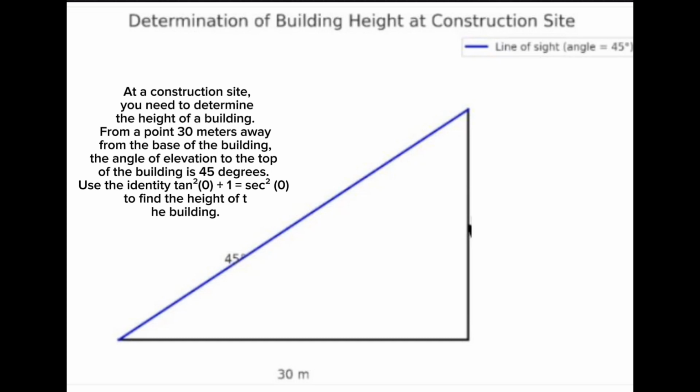The horizontal leg is the distance from the observation point to the base of the building, which is 30 meters. The vertical leg is the height of the building, which we need to find. The angle between the horizontal leg and the hypotenuse, the line of sight to the top of the building, is 45 degrees. The tangent of the angle in the right triangle is the ratio of the opposite side, the height of the building, to the adjacent side, the distance from the point of observation.